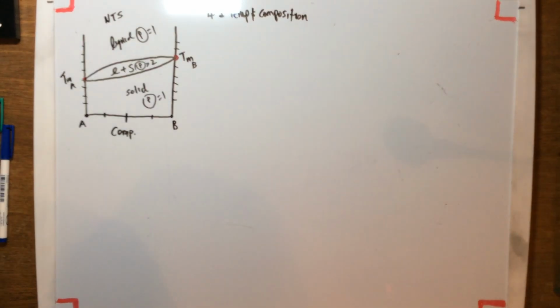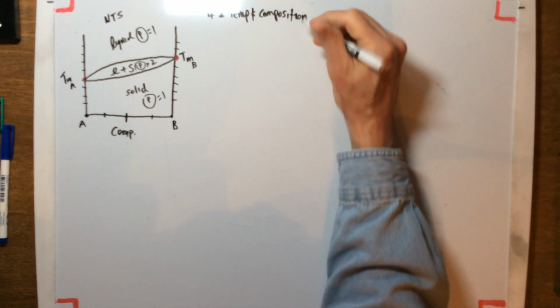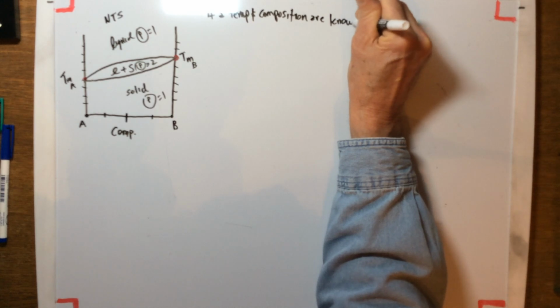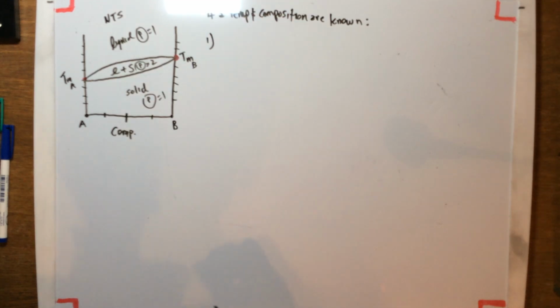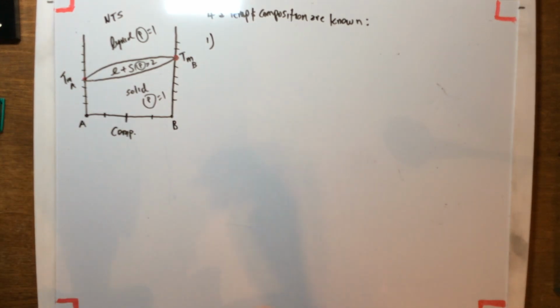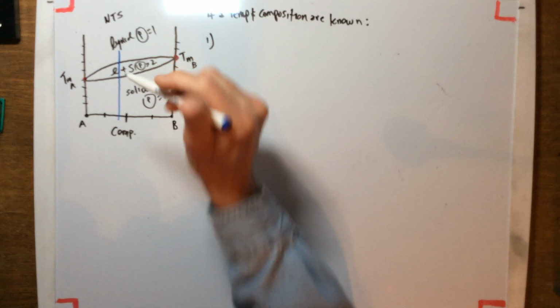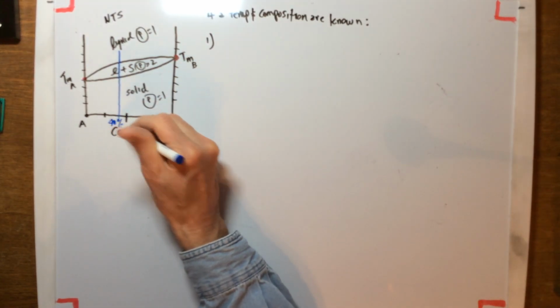Okay, sorry about that. So if a temperature and composition are known, we can determine several things. What we're doing here is basically, let me get another point here, and we'll just put up some compositions here, and let's just draw a line here, and let's call this 40%.